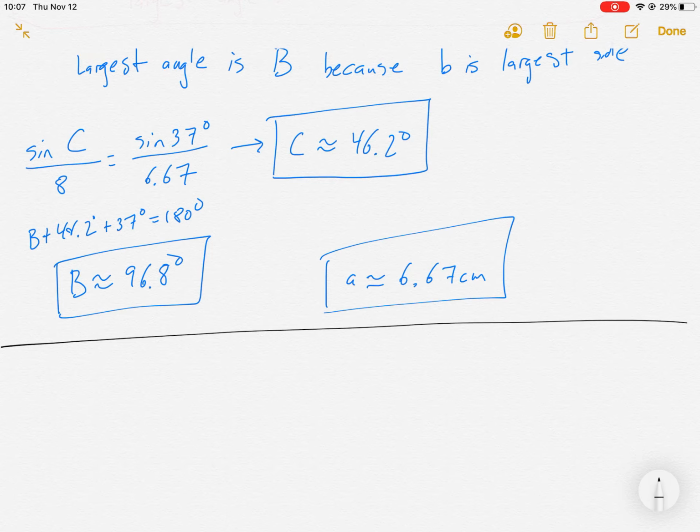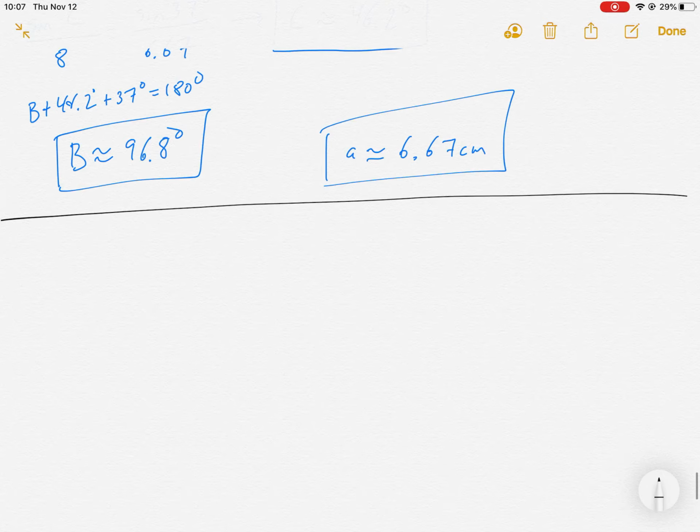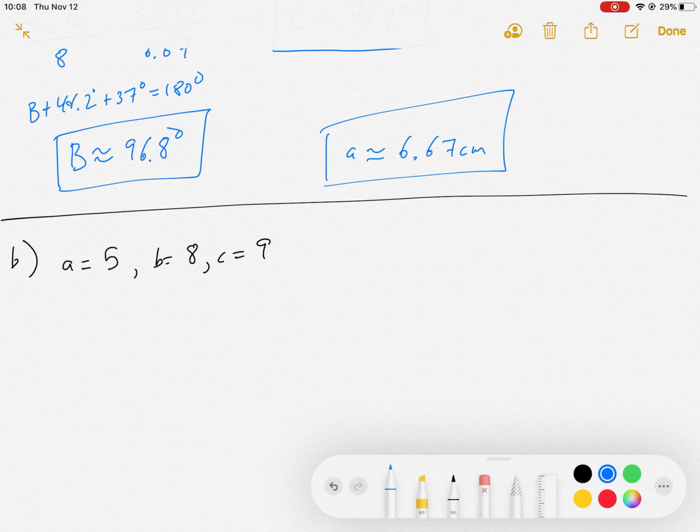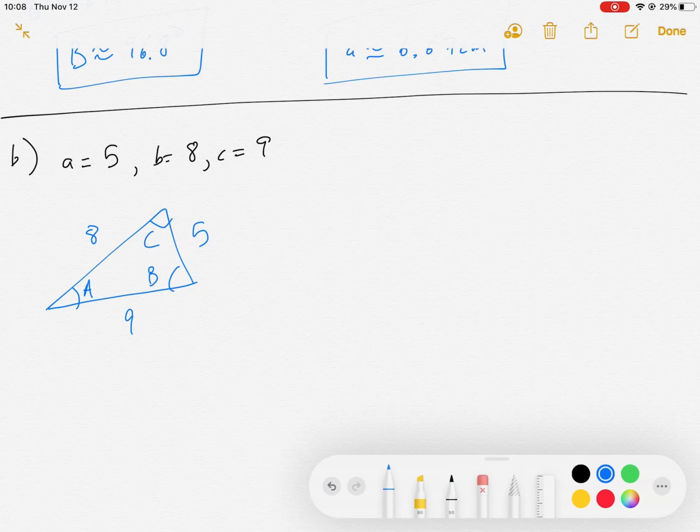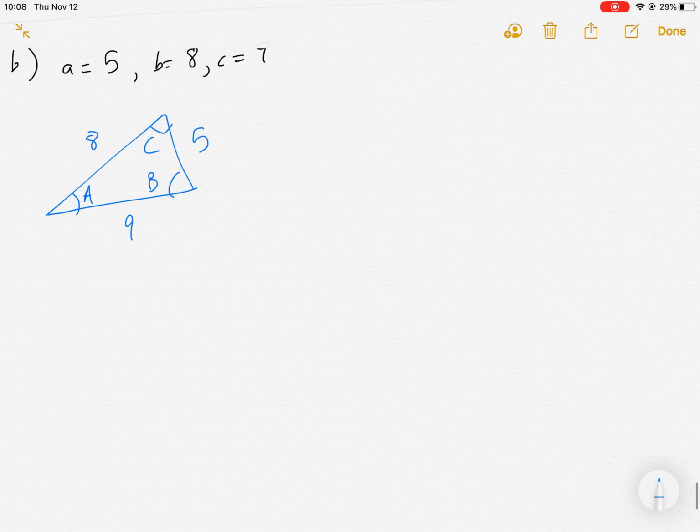Next up, this will be part B. We're still going to be finding the missing parts, except now the triangle has A as 5. Let's not worry about units. B is 8, and C is 9. If we draw this triangle out, we end up with 5, 8, and 9. This is angle A, this is angle C, this is angle B. You can orient this however you want. I'll keep reiterating that, but this is just my generic triangle.